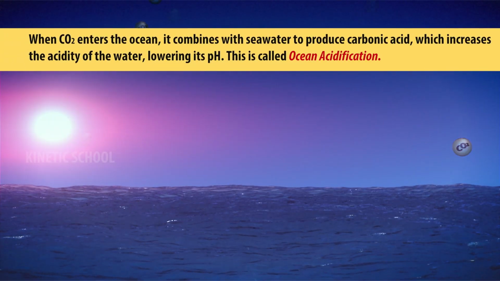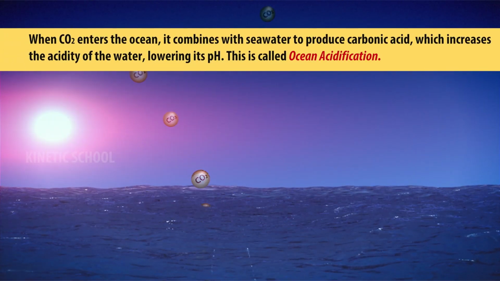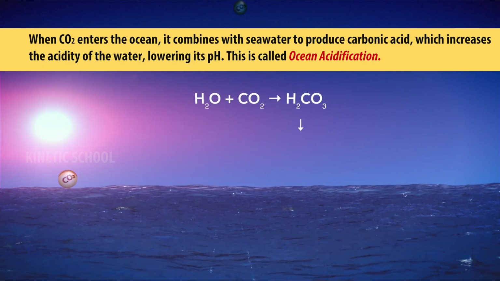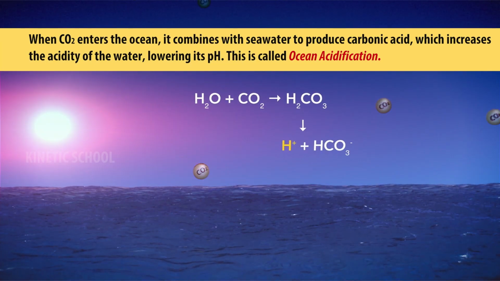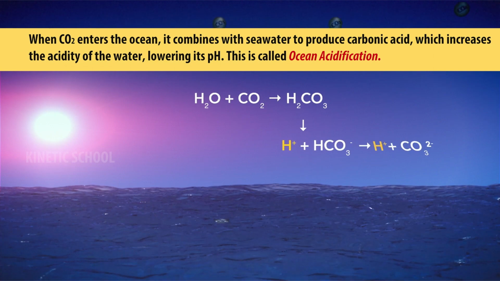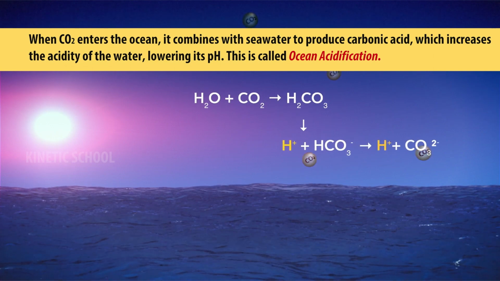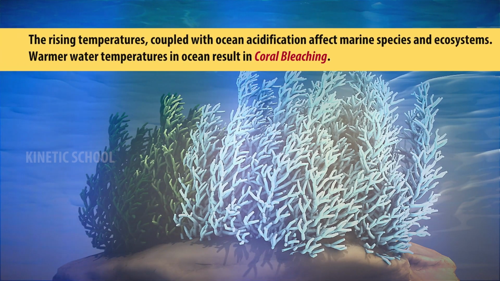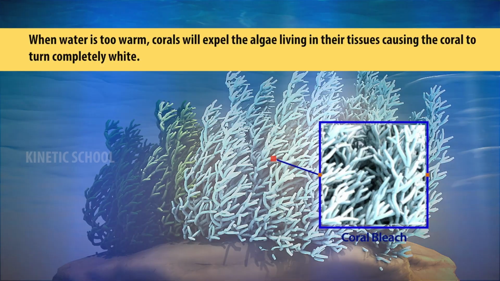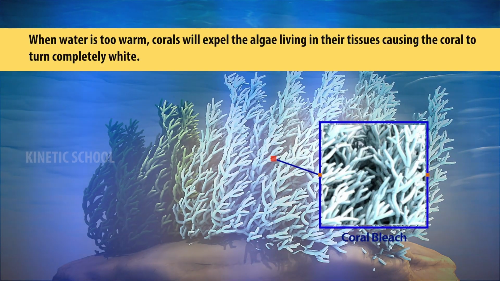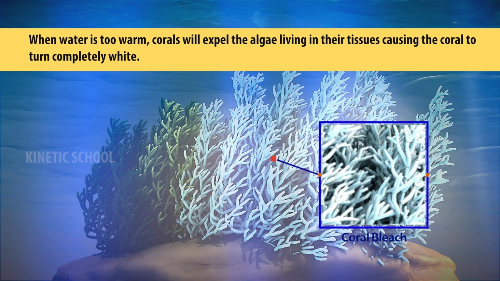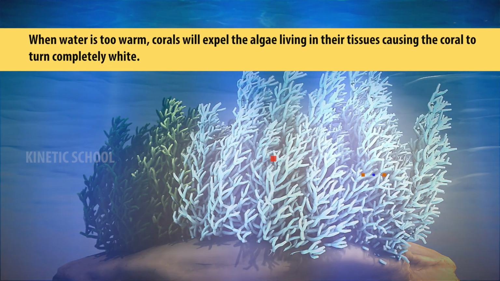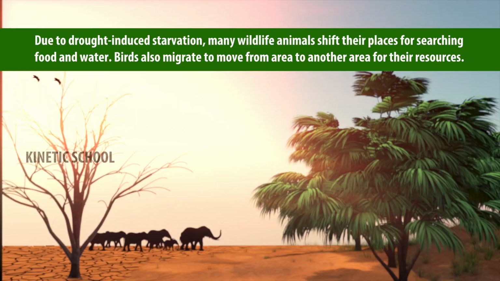When carbon dioxide enters the ocean, it combines with seawater to produce carbonic acid, which increases the acidity of the water, lowering its pH. This is called ocean acidification. When water is too warm, corals will expel the algae living in their tissues, causing the coral to turn completely white.